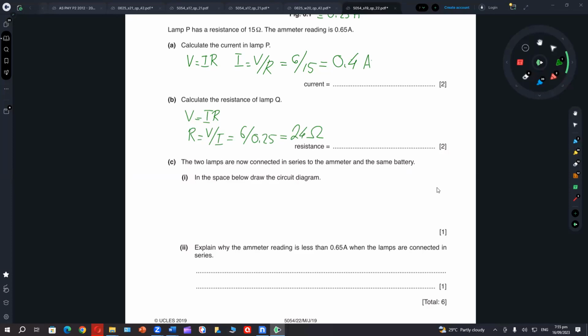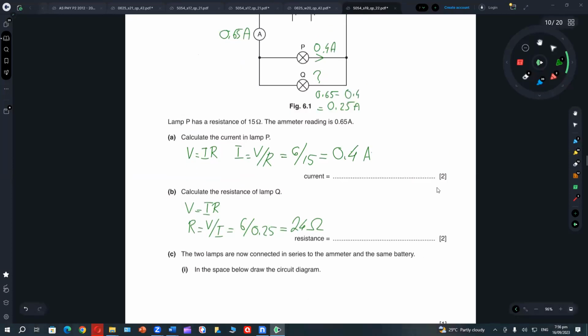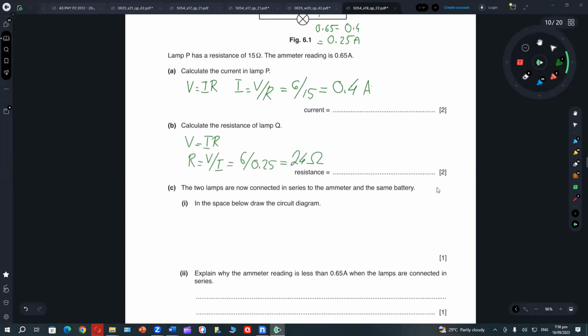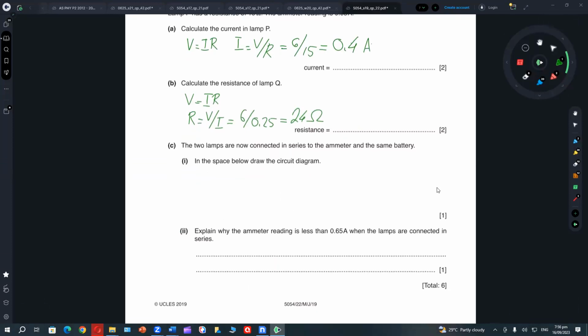The two lamps are now connected in series to the ammeter and the same battery. In the space below, draw the circuit diagram. Same battery and same ammeter, but they are in series. So let's make the battery.